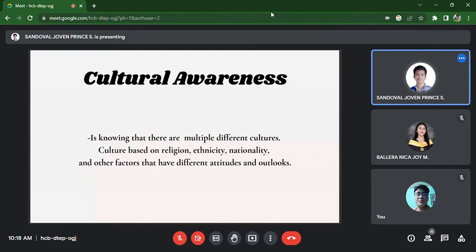Cultural awareness is knowing that there are multiple different cultures. It's not just the culture that you have, but culture based on religion, ethnicity, nationality, and other factors that have different attitudes and outlooks. An example is Catholics. They have their own specific culture that is different from Muslims. So even if we are living in the same country, and we share the same culture as Filipinos, we also differ in culture in terms of religion and or ethnicity.